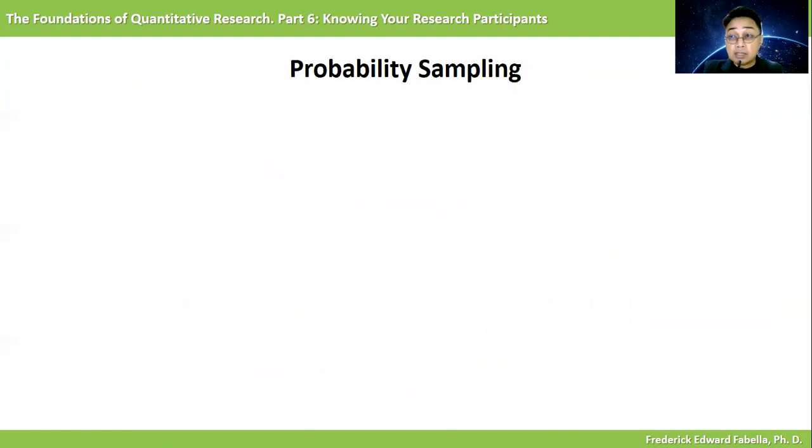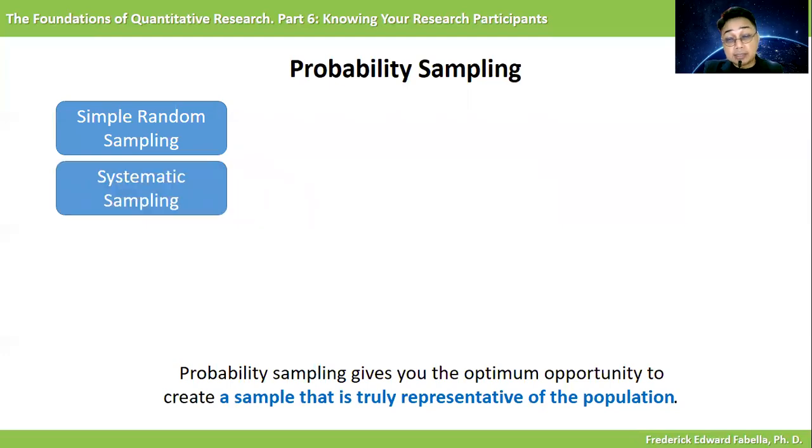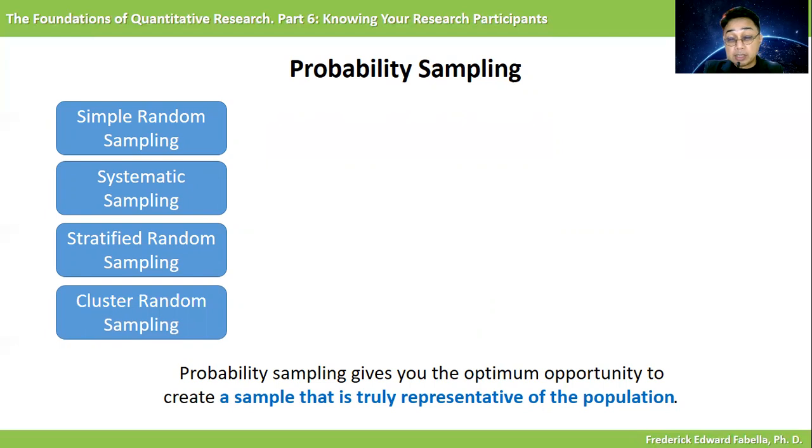All right, so let's discuss first probability sampling. Probability sampling gives you the optimum opportunity to create a sample that is truly representative of the population. There are different kinds of probability sampling. Let's look at them one by one. We have simple random sampling, systematic sampling, stratified random sampling, and cluster random sampling. We will discuss these in detail.